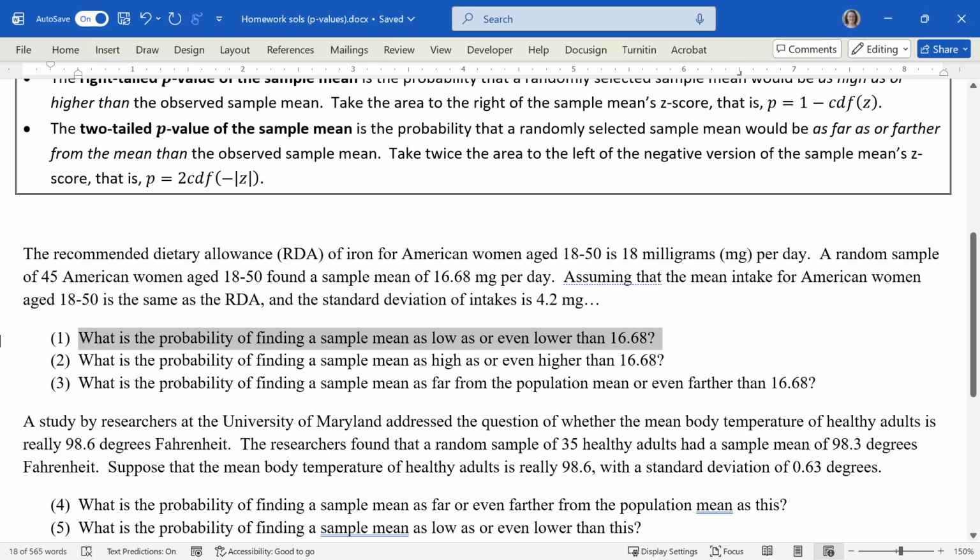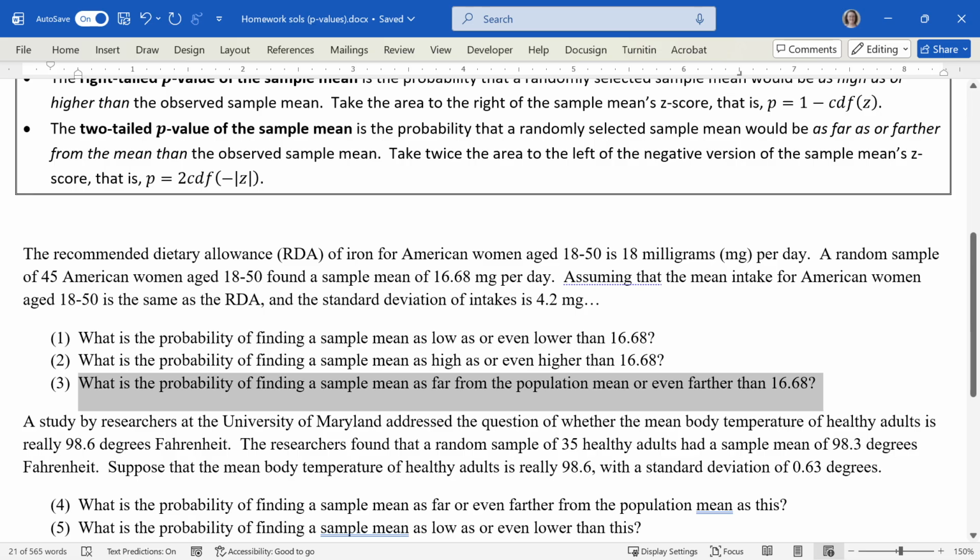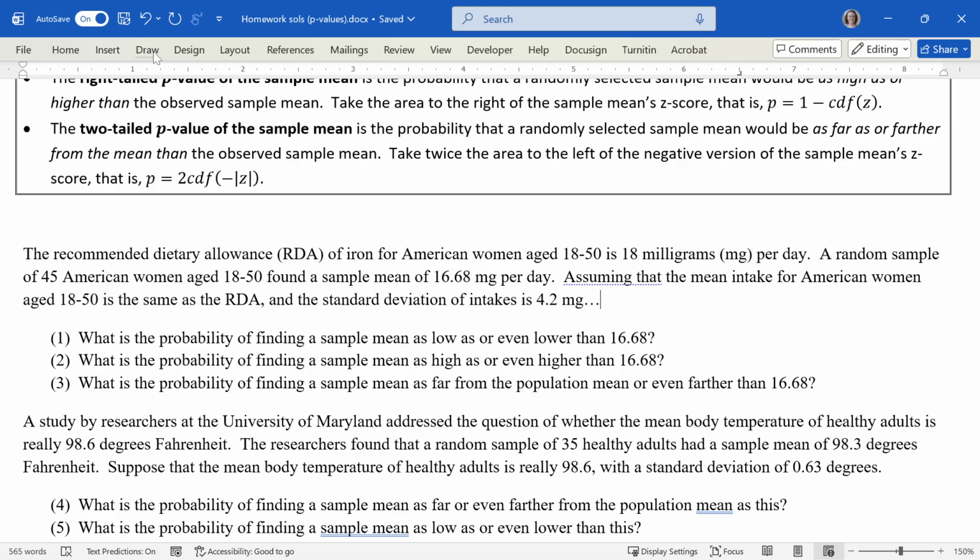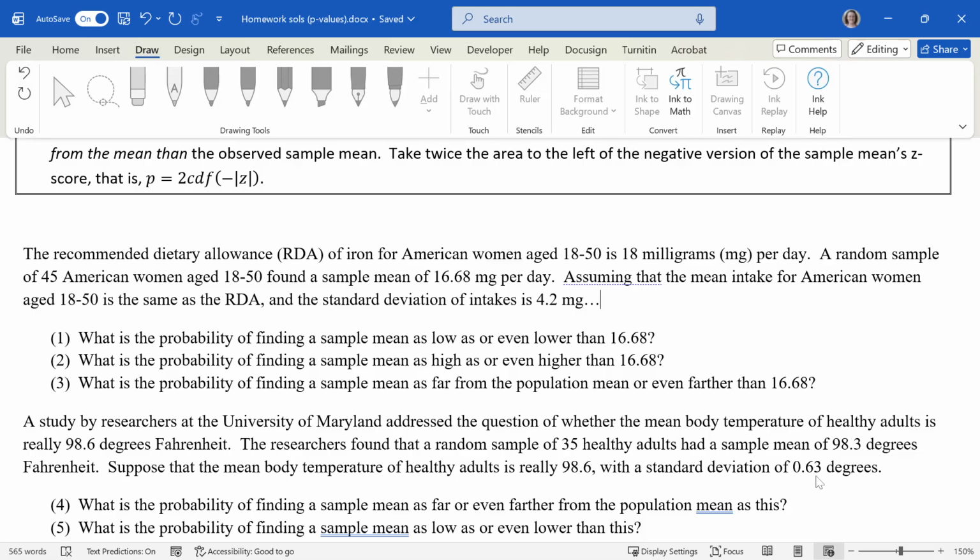What is the probability of finding a sample mean as low as or even lower than 16.68? What is the probability of finding a sample mean as high as or even higher than 16.68? And then lastly, what is the probability of finding a sample mean as far from the population mean or even farther than 16.68? So for all three of these questions, we need to first find the z-score of this sample mean of 16.68. So I'm just going to do a little bit of drawing on here and label my variables, and then let's calculate the z-score.